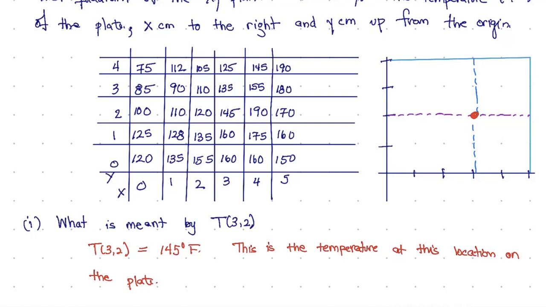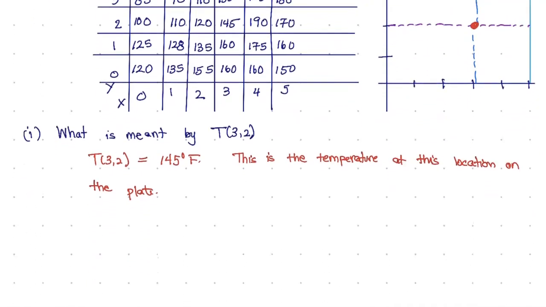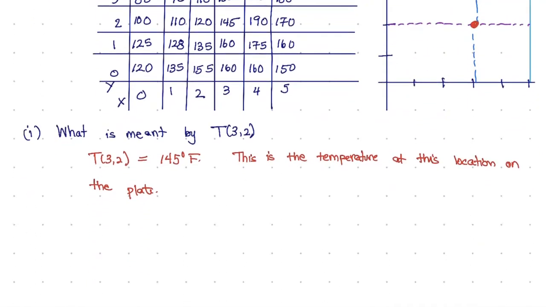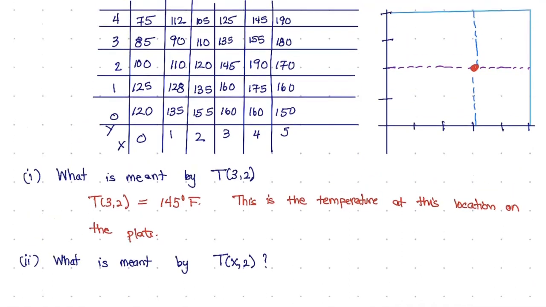So one question we could ask then, what is meant by u of x, 2? What that would mean is we are going to imagine a single wire located at the position where y is equal to 2.